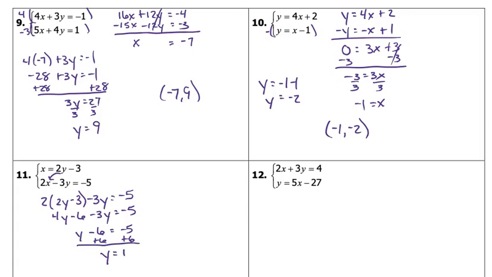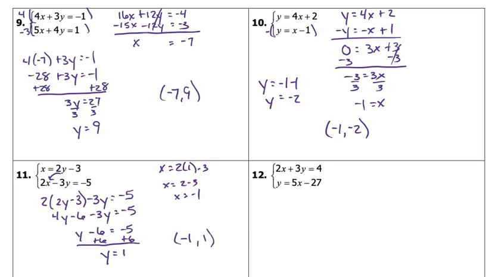Halfway there, I need to go find x, so I'm going to plug that in. So x is going to equal 2 times 1 minus 3. So x would equal 2 minus 3, or x would equal negative 1. So my solution is negative 1, 1.